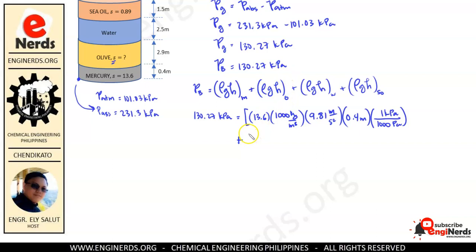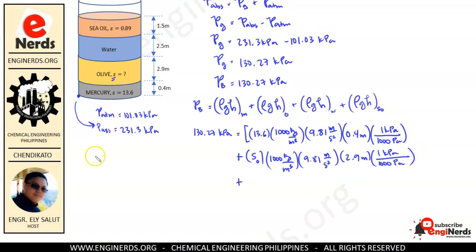Okay, and we don't know the specific gravity of olive. Multiply that to the density of water. Then the acceleration due to gravity, the height of the olive, which is 2.9 meters, and then convert from Pascal to kilopascal. Okay? Then plus, we'll have now water in here. Okay? So, the density of water, which is 1,000 kilogram per cubic meter, times the acceleration due to gravity, times the height of the water, which is 2.5 meters, and then convert that into kilopascal.